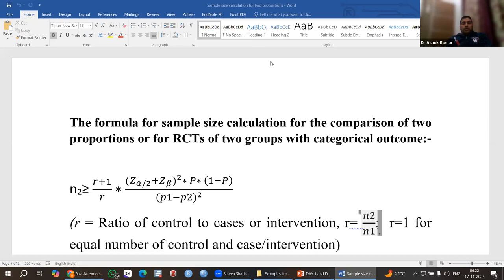So this is the formula. We have already discussed this. This is the formula for sample size calculation for the comparison of two proportions, or for an RCT of two groups with categorical outcome. We have already discussed all these things.